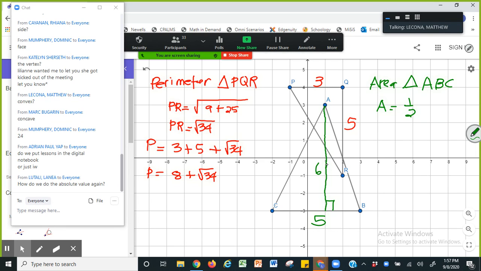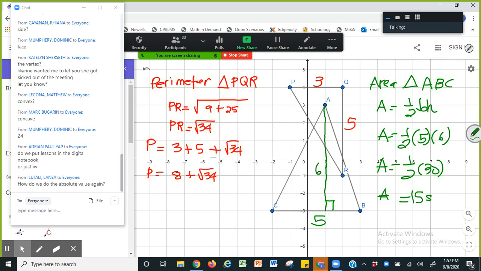Are you sure? Oh wait, it's 6. You said base times height, right? So it's going to be 1/2. Your base is 5. Your height is 6. So do it. What's the final answer? 30 and then 15. Okay, so half of 30 will be 15. So 15 square units. All right, and this one is 8 plus square root of 34 units.